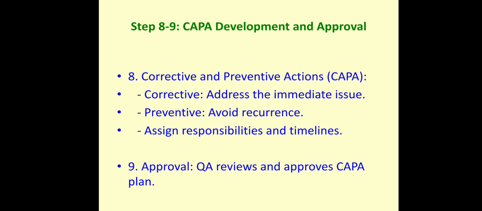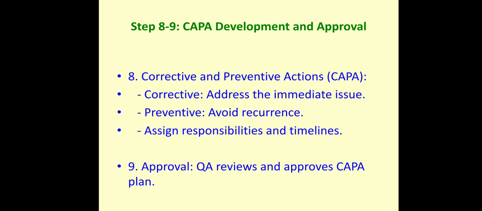Now we'll see step 8. Step 8 is where corrective and preventive actions, also known as CAPA, come into play. Corrective action addresses the immediate issue, and preventive action is designed to ensure that the deviation does not reoccur. Mainly, preventive action is for avoiding the recurrence of deviation.